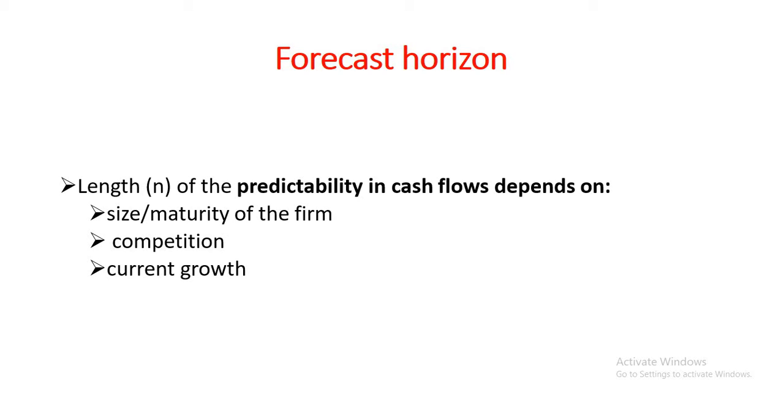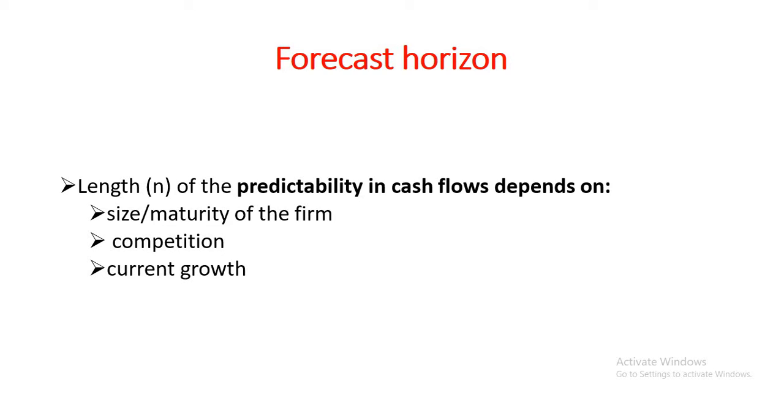First of all, we need to consider the size or maturity of the firm. For a new firm and for a mature firm, predictability of cash flows will not be the same. Then we also need to look at the competition. A firm which is operating in a competitive sector and a firm which is operating almost without any competition, predictability of cash flows is not the same. For example, predictability of cash flows for Microsoft and for a small software firm which has many competitors are not the same.